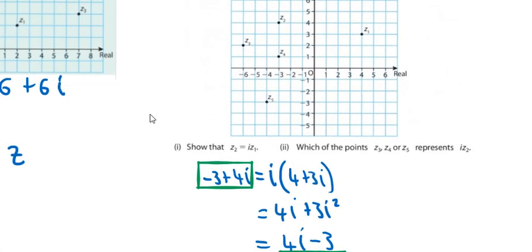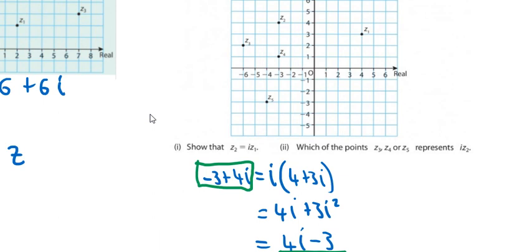Which one of the points for the second one, z3, z4 or z5, represents i z2? We know that it's going to be rotated anti-clockwise 90 degrees. If you try to judge from the graph and draw 90 degrees the other way, it has to go down here, so it has to be this one really, z5. So you can just write down the answer there.